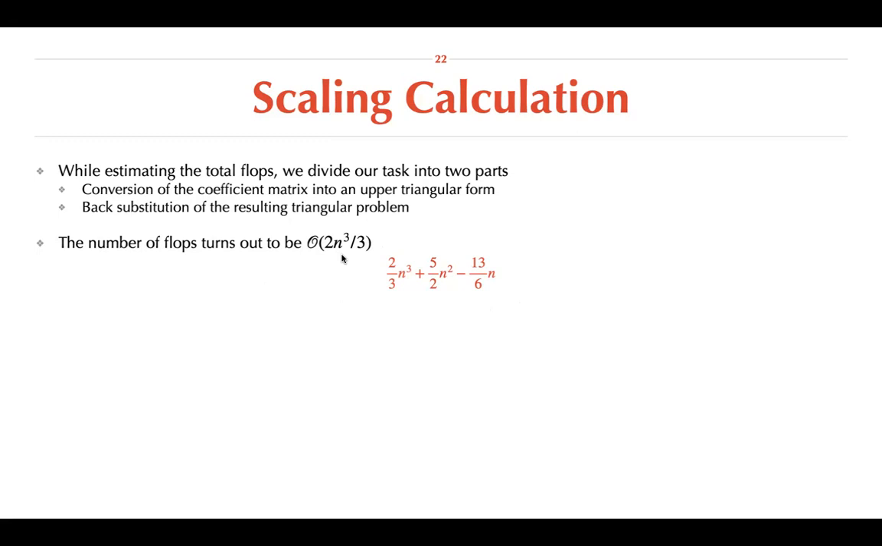Let's say you have a system with a 100 cross 100 matrix, and for another system you have 1000 cross 1000. If the scaling is like this, then it will be about 666 times slower. So if your 100 cross 100 system was taking 1 second, then the 1000 cross 1000 system will take about 670 seconds. This is how it scales.